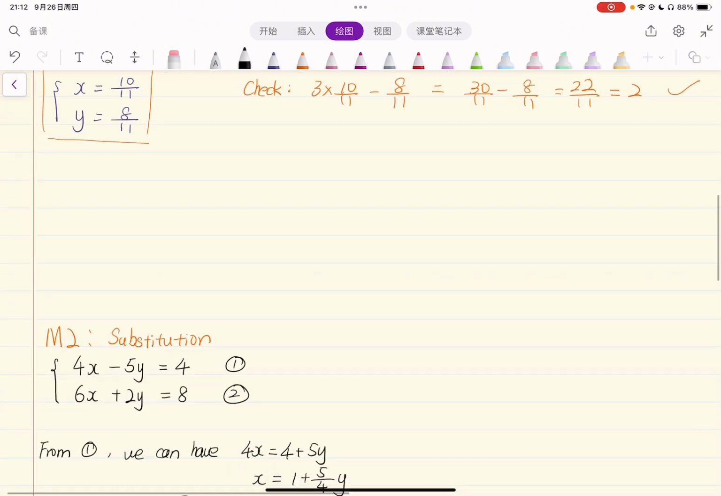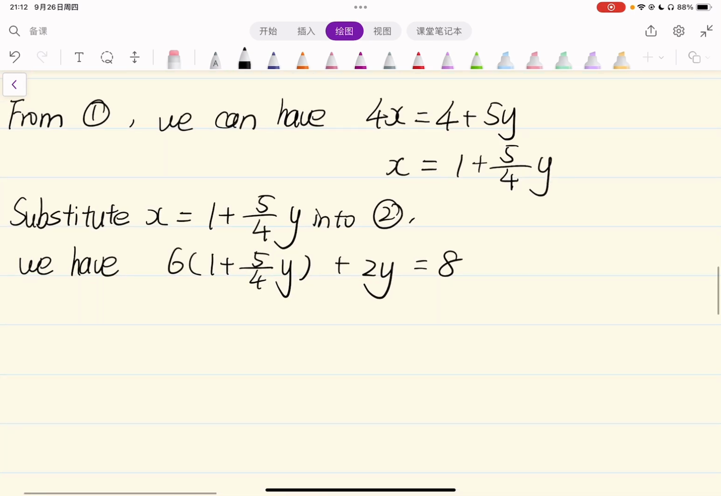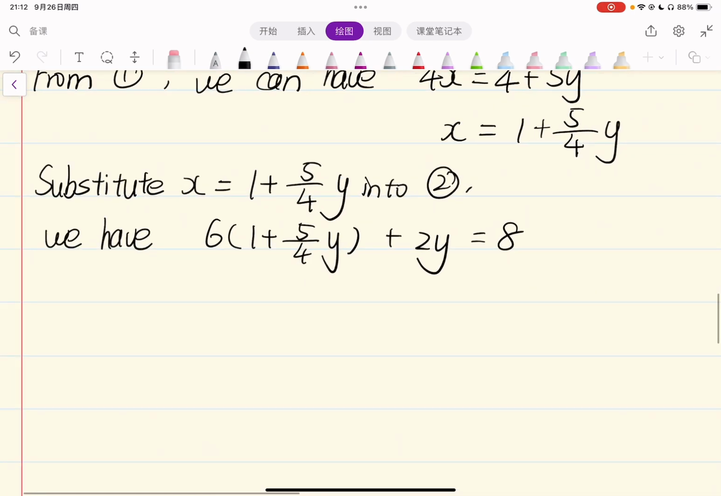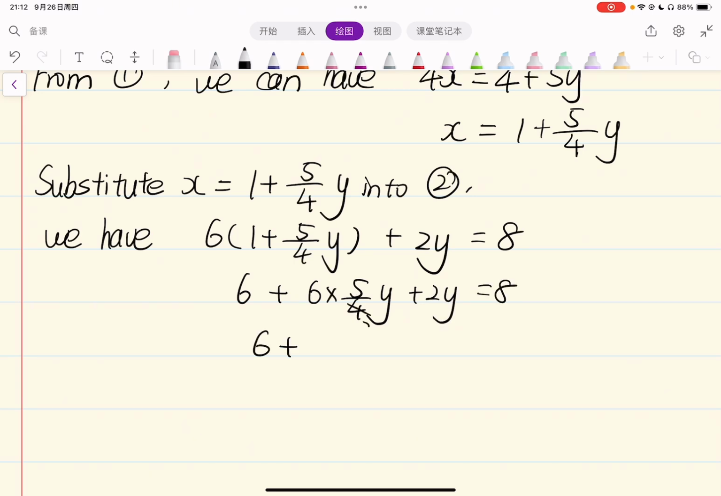Oh, I used the wrong color, but don't worry, just use the black. And then we have 6 plus 6 times 5 over 4 y plus 2y equals 8. Then we have 6 plus, simplifying, we have 15 over 2 y plus 2y equals 8.